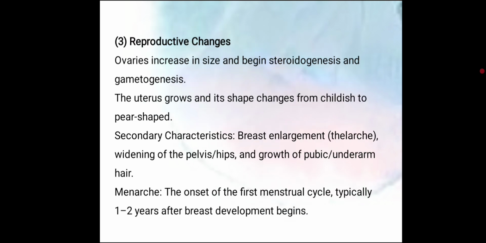The third change we'll discuss is reproductive change. The ovaries increase in size and begin steroidogenesis and gametogenesis. Steroidogenesis is the production of estrogen and progesterone. Gametogenesis is the maturation of the oocyte into a mature ovum. Also, the uterus grows from infantile size to adult pear-shaped size. The secondary sexual characters mentioned earlier appear, and menarche is the last sign to occur. Menarche is defined as the onset of the first menstrual cycle, typically 2 years after thelarche.